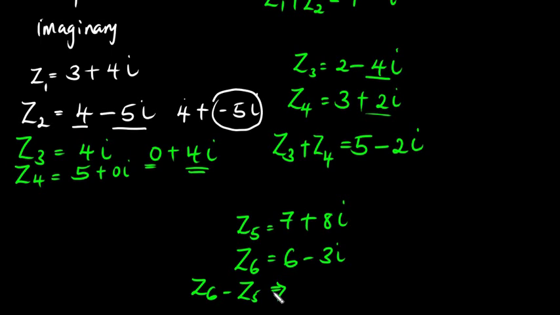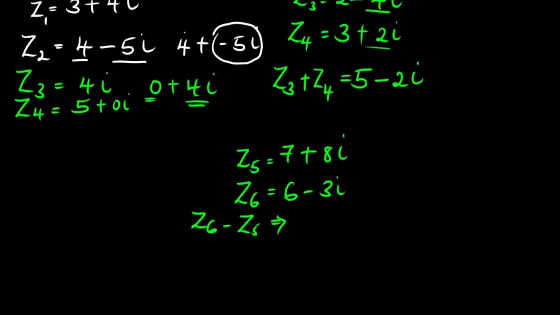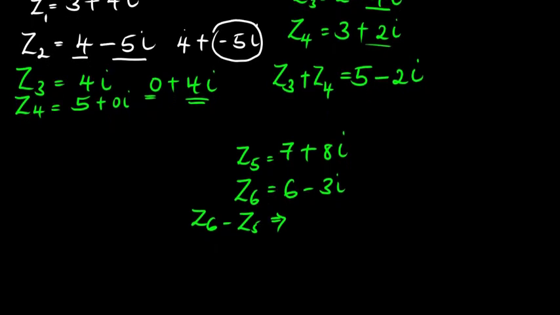So it's not different from addition. You just need to subtract the corresponding parts of the complex number. So Z6 minus Z5 will be 6 minus 7. 6 minus 7 is negative 1, so that is the real part. And then negative 3i minus 8i, so that will be negative 11i, and that is going to be the answer to Z6 minus Z5.